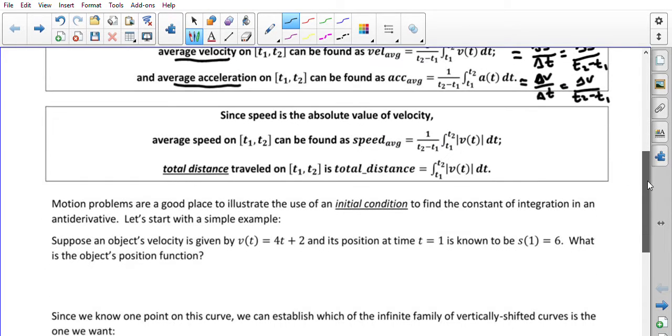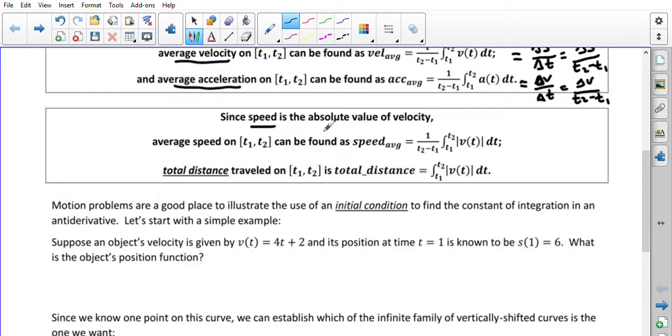Okay, next concept here, speed. Remember that speed is the absolute value of velocity. So all we have to do then, if we're trying to find the average speed, is find the average value of the speed function. So here's your absolute value of velocity as a function. And remember that speed doesn't care about direction, so now is the time to find total distance.